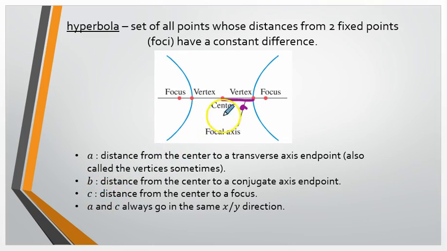And then c, just like with the last shape, is the distance from the center to the focus. And it doesn't matter which focus you pick. Either way, the center is going to have the same distance from there to a focus. And just like with the last shape, the ellipse, a and c will always go in the same x or y direction. In this problem, I'm showing you a left to right hyperbola, so a and c are going left and right, or the x direction. But you could also have one that's extending up and down, in which case both the a values and the c values would be extending in the vertical direction. So they will always go in the same x or y direction.